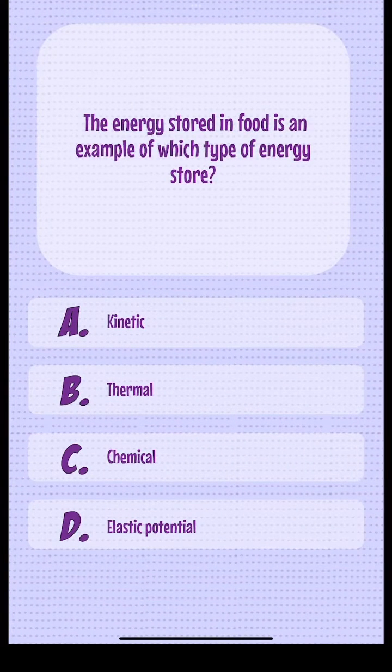Next question. The energy stored in food is an example of which type of energy store? Remember, we learned 8 types of energy store. Here's 4 of them. Which of these is food, do you think? A, B, C, or D? Let me know what you think the answer is and tap on the screen a few times. Some people are saying B, most people saying C. Food is chemical. Chemical is when you release energy through some sort of chemical reaction. When you eat food, there's a chemical reaction going on in your body which releases energy. So it's stored as chemical energy in your food, and then you release it when you digest it.